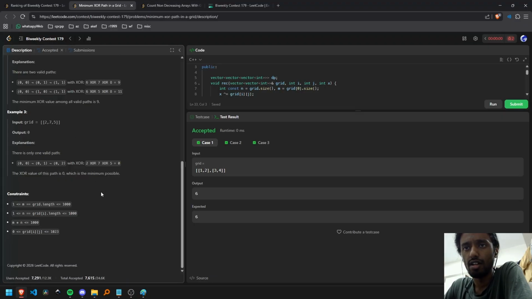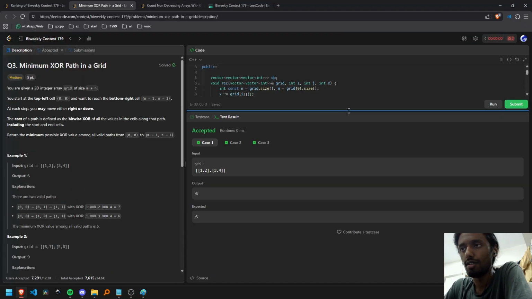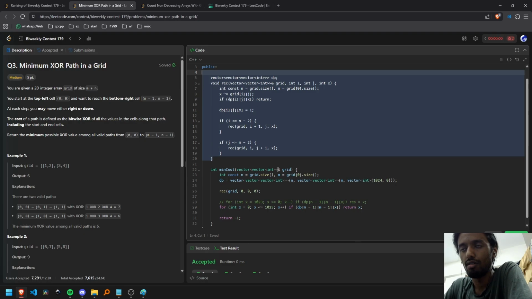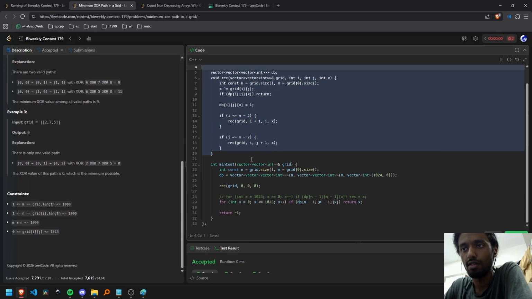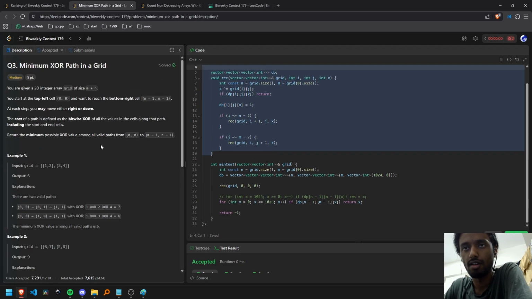So this was Q3. Since we are solving this using DFS, we can also solve this using BFS as well, and that might be faster because it's iterative.